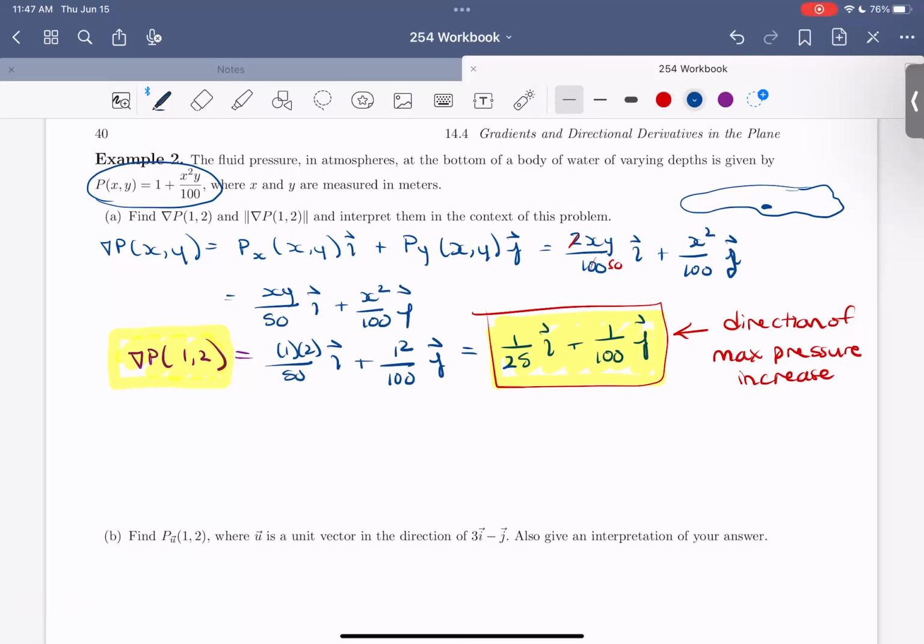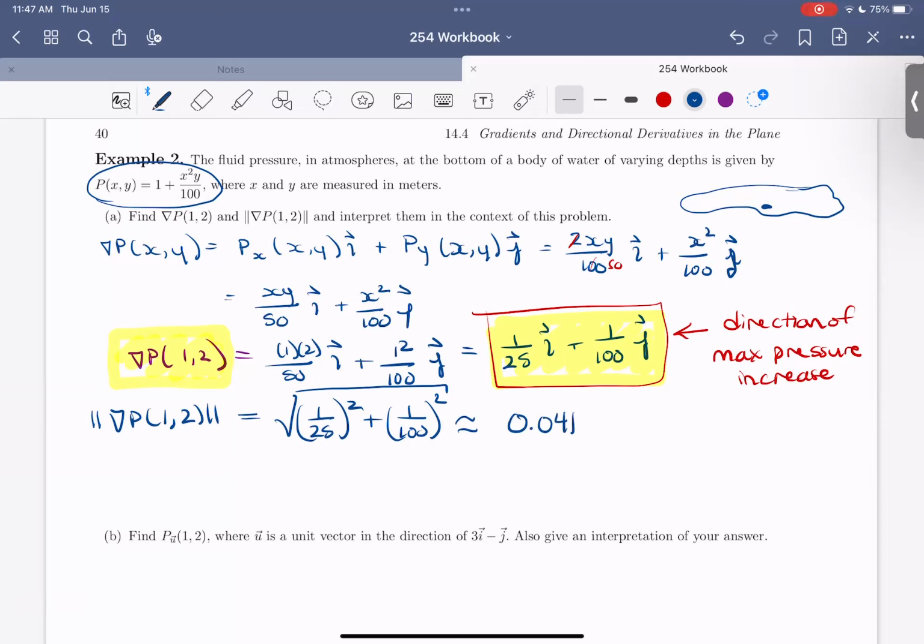Okay, so now let's consider the length of our gradient vector. Here we're just going to find the square root of the sum of the squares of both components. That's how we find the length or magnitude of a vector. So we have 1 over 25 squared plus 1 over 100 squared, and we take the square root. You can compute that in your calculator. You should be getting about 0.041.